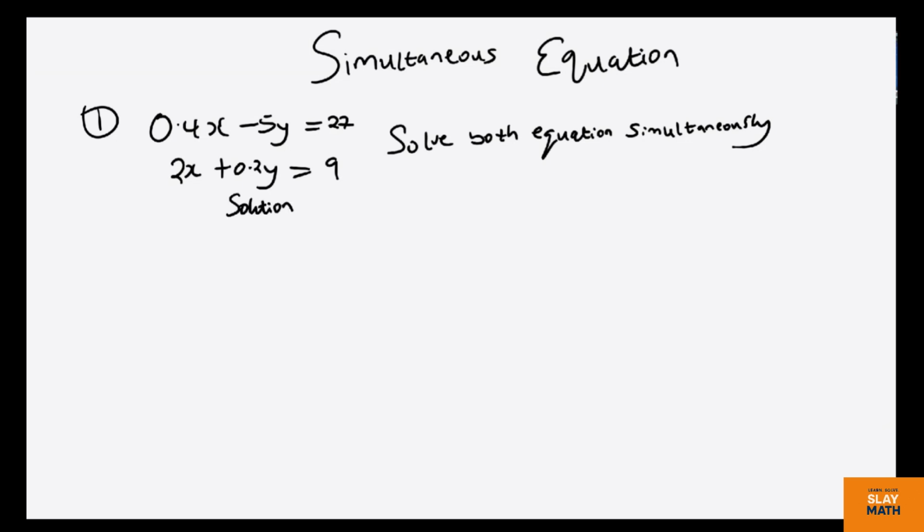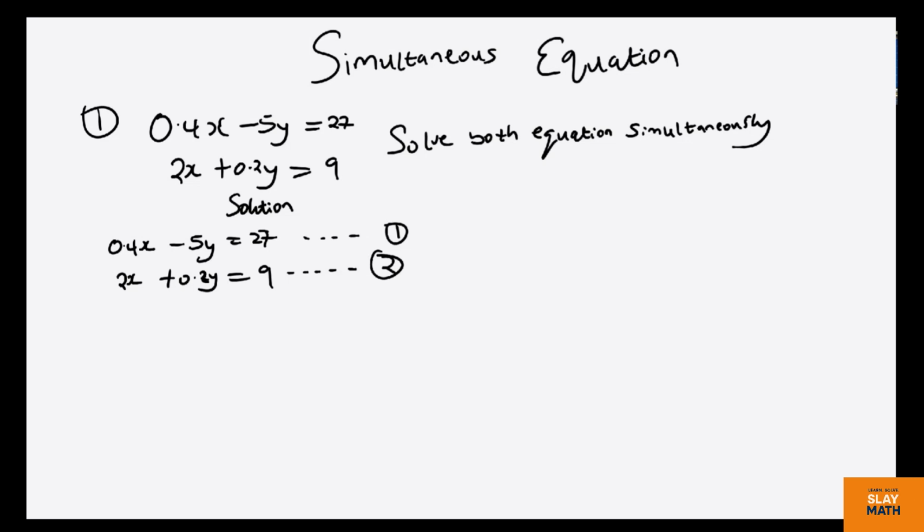So 0.4x minus 5y equals 27, and that's equation 1. And 2x plus 0.2y equals 9, let's name it equation 2. So I can go through any route like I mentioned earlier. I can decide to solve equation 2 first and bring out one of the variables, and then use it to solve. I can solve equation 1 first, but let me solve equation 2 first.